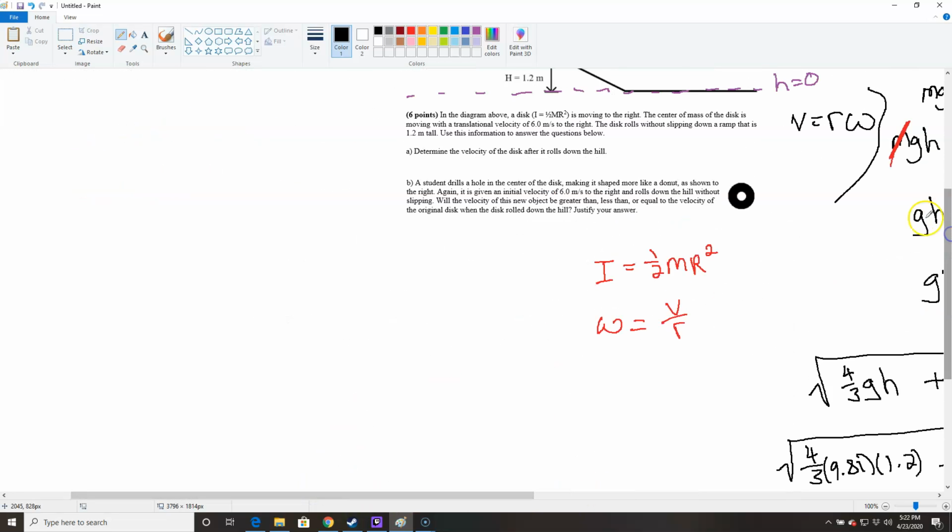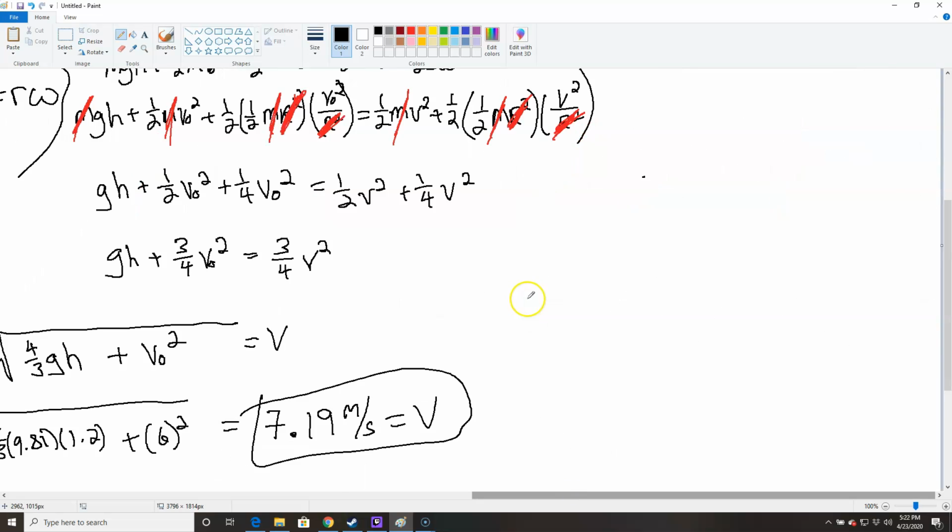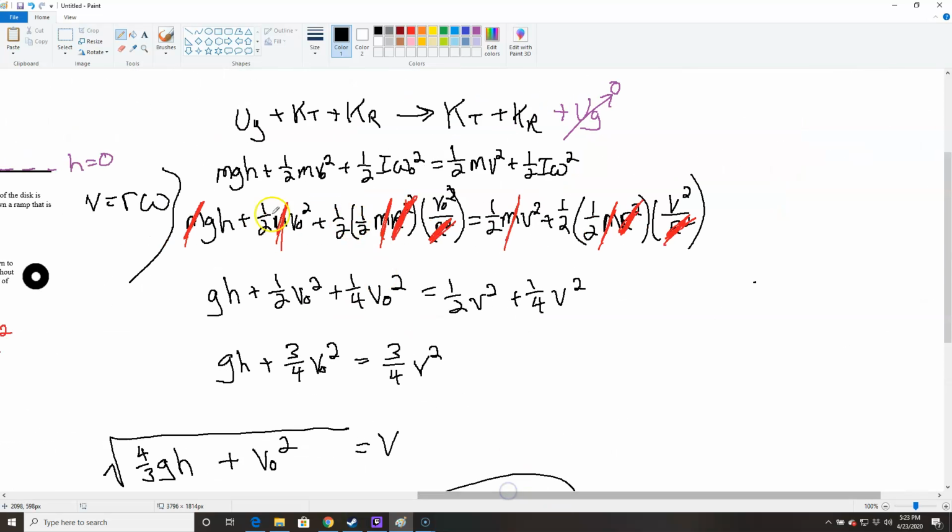Now part B says, okay, this is the new shape right here. It's the disk with a hole drilled into it. So we drill a hole into the center of the disk, making its shape more like a donut. Again, given an initial velocity of 6 meters per second, and it's going to go down the hill. Will the velocity of the new object be greater than, less than, or equal to that which it was before? So you may say, well, it lost some mass. How's that impact it? According to this line right here, the loss in mass doesn't make a difference whatsoever.